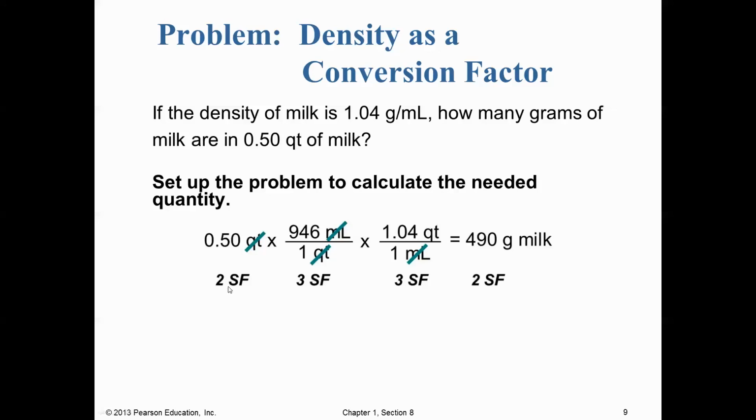And so if we take our values, we have one known to 2 sig figs, one known to 3 sig figs, another to 3 sig figs, but our answer is limited to just 2 sig figs. We're always limited by our lowest amount. To solve this problem, 0.50 times 946 times 1.04 divided by 1 gives us 490 grams of milk.